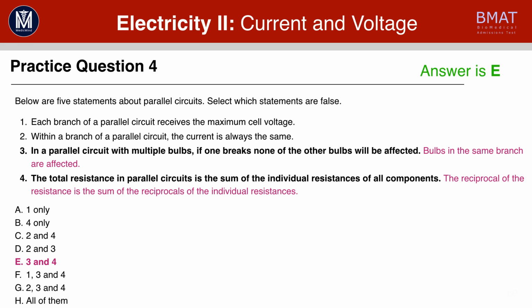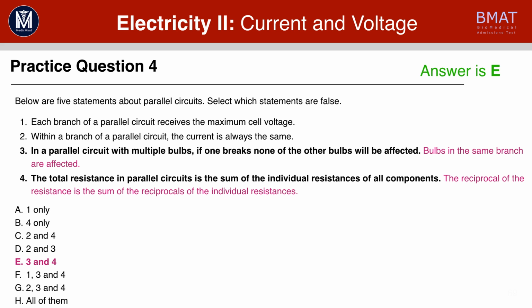3. In a parallel circuit with multiple bulbs, if one breaks, none of the other bulbs will be affected. Well, in a series circuit, we know that this would definitely be false. For a parallel circuit, this might not be the case. However, the statement is very extreme. It is said that none of the other bulbs will be affected. There could be a chance that other bulbs will be affected, because if there are bulbs within the same branch as the broken bulb, there will be other bulbs affected. Therefore, it's premature to say that none of the other bulbs will be affected.